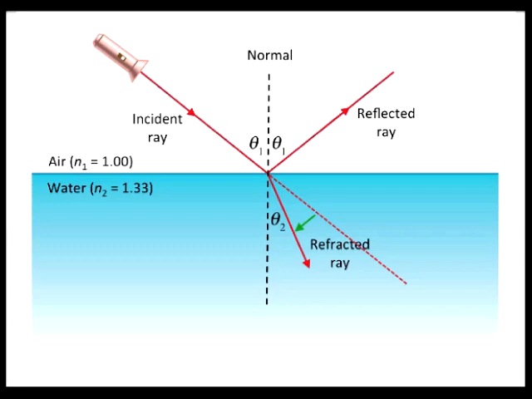The direction and degree of deviation of the refracted ray from the straight line path of the incident beam depends on the indices of refraction of the two media. If the material into which the refracted beam travels has a larger index of refraction than the medium from which the incident beam arrived, then the refracted beam is bent toward the normal, and θ2 is less than θ1.